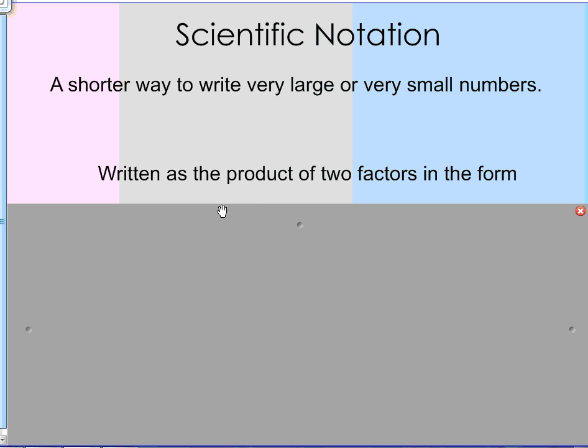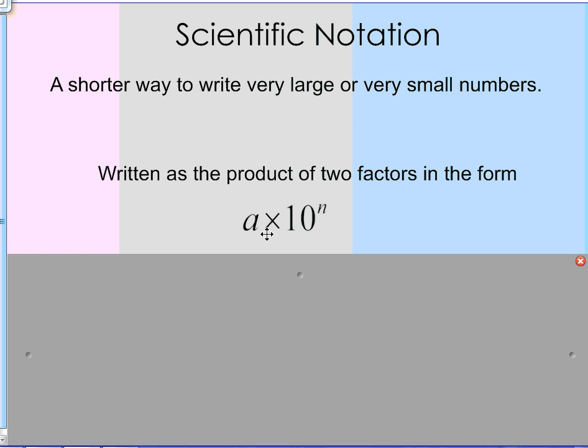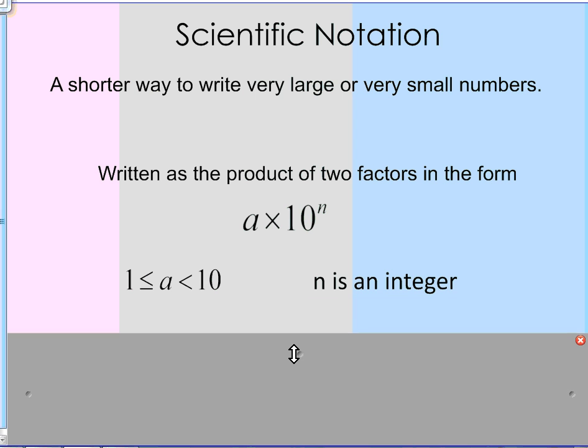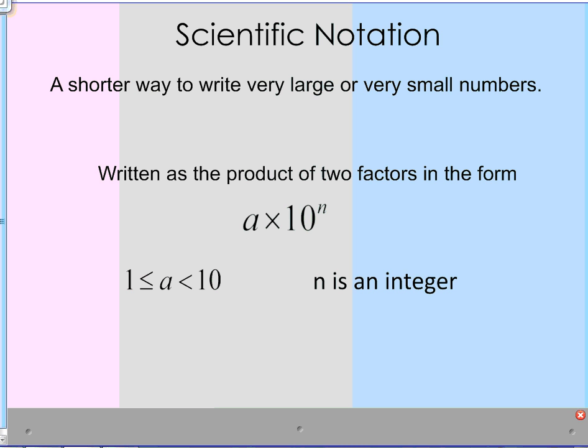All right, so it is written as a product of two factors in the form of a, being a number, times 10 to the nth power, okay? A always has to be bigger than 1 but less than 10, okay? So for example, 8.2 times 10 to the third power, okay? That would be a proper way to show scientific notation.